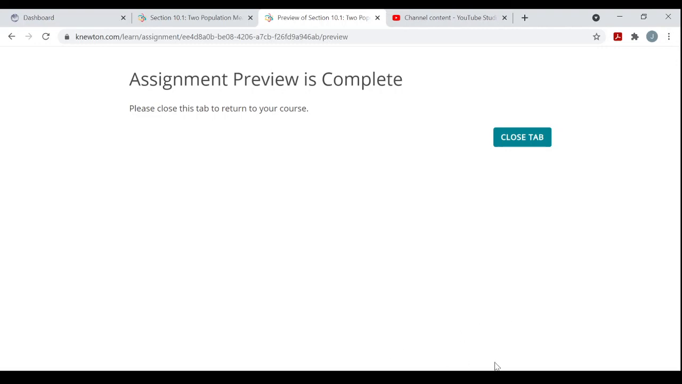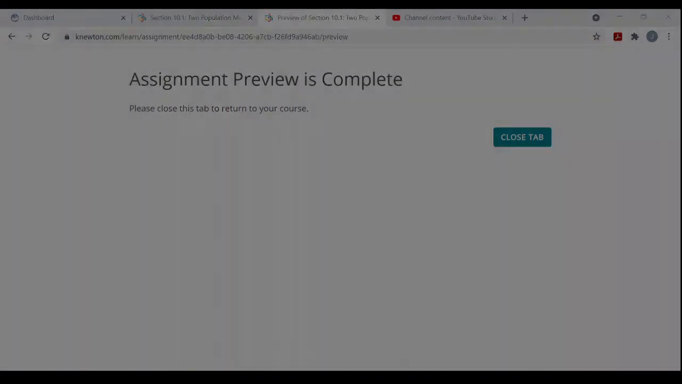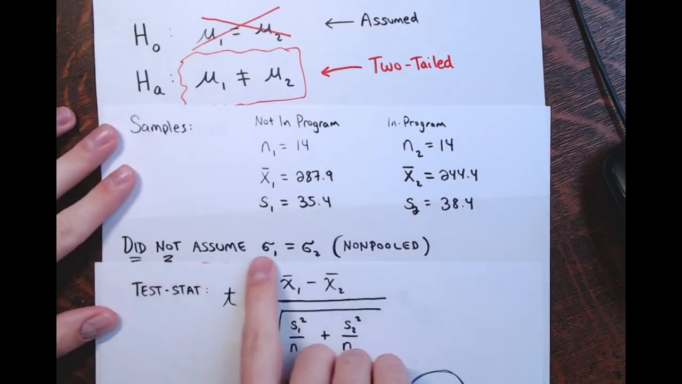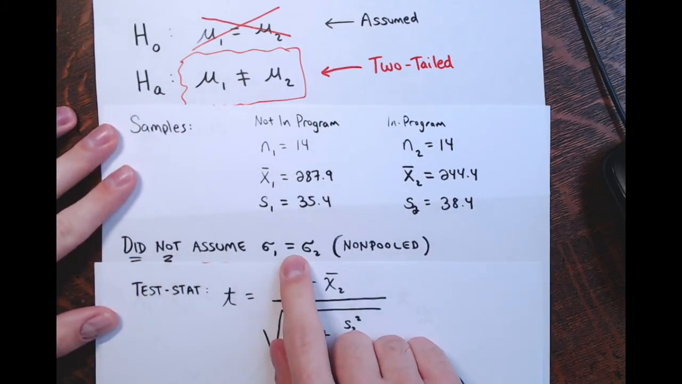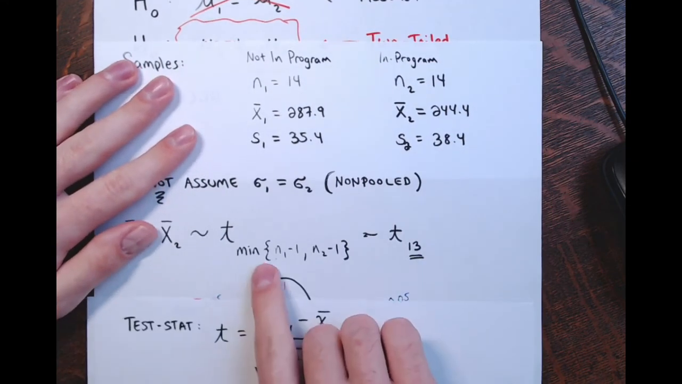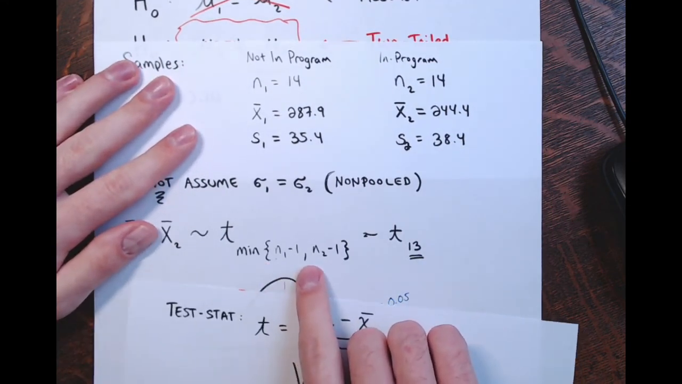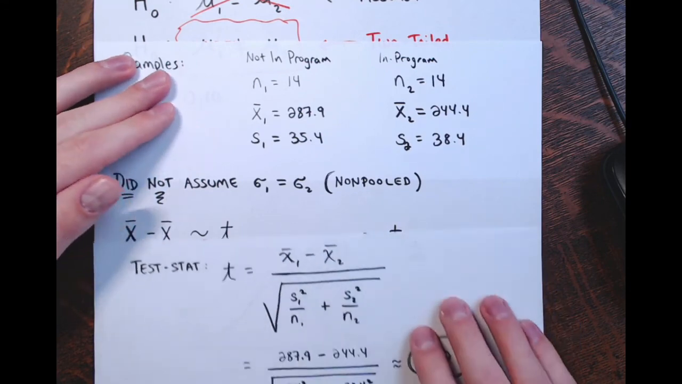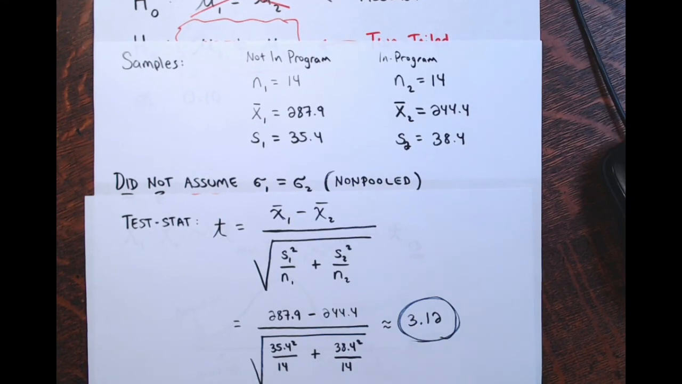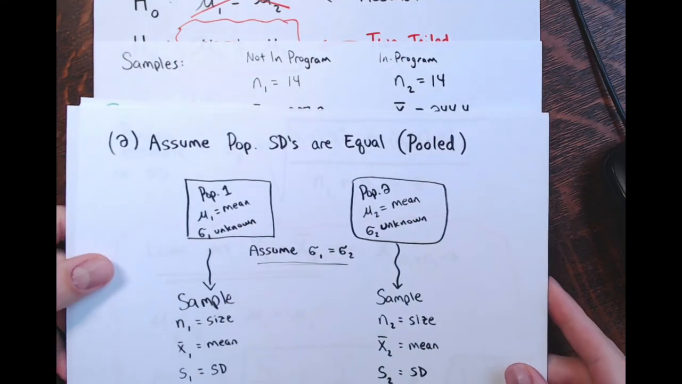Now, I wanted to point something else out to you. In this case, we did not assume that the population standard deviations were equal, so this was non-pooled, and my degrees of freedom were this, the minimum value of these two here, and the way I calculated the test statistic was this. If you recall, if there's a pooled situation, it's a little different. So remember, here was the pooled situation.